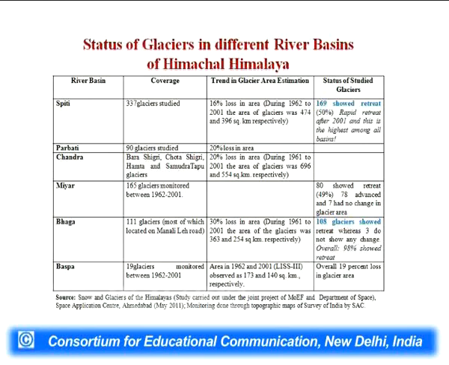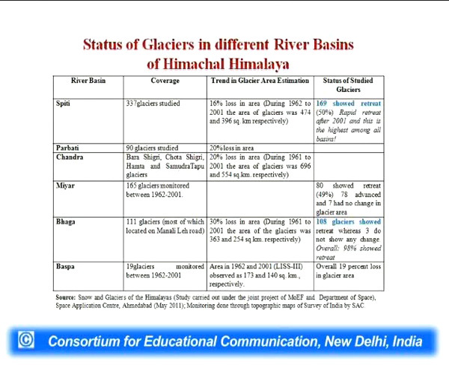During 1962 to 2001, the area of glaciers was 474 square kilometers, and in 2001 it was 396 square kilometers in this Spiti river basin. Looking at the status, 169 showed retreat, so 50% have shown a retreating trend in the Spiti river basin, and rapid retreat after 2001 has been noticed, which is the highest among all the basins of Himachal Himalaya. The same pattern is there in the Parvati basin also.